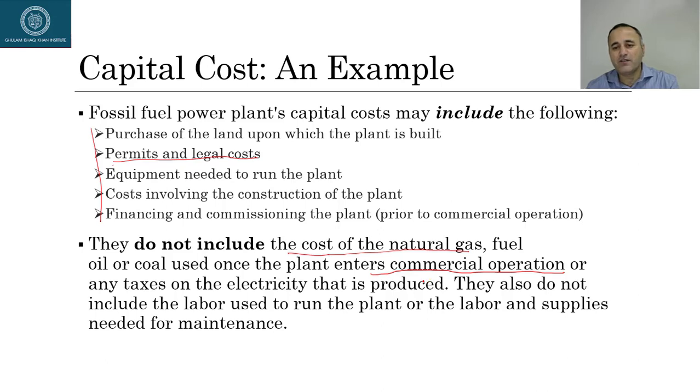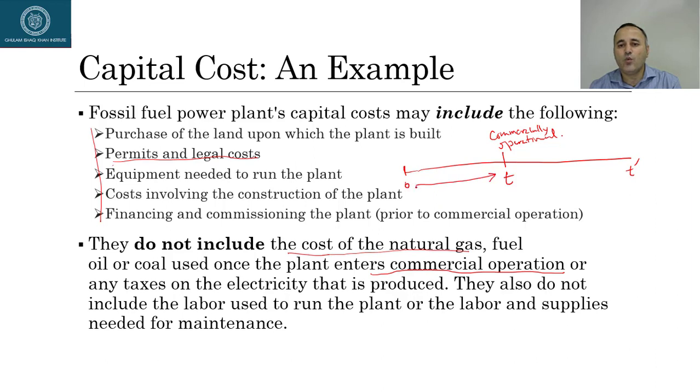But after it becomes commercially operational, let me write it down for you. Commercially operational. So this is a timeline. This is time zero, which is today, the present. And let's say this is time t and this is time t prime. So from zero to t, whatever cost that we incur, it will be classified as capital cost. But anything after t, anything in this time zone, will not be classified as capital cost because the project is already commercially operational.